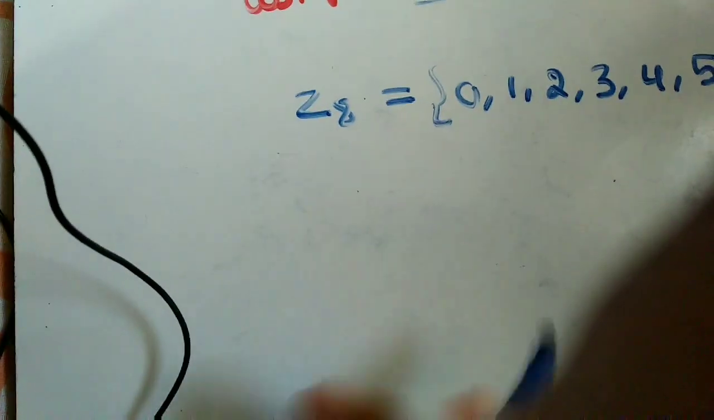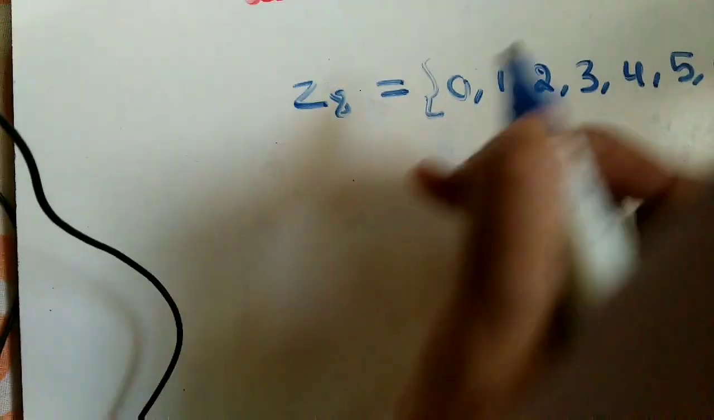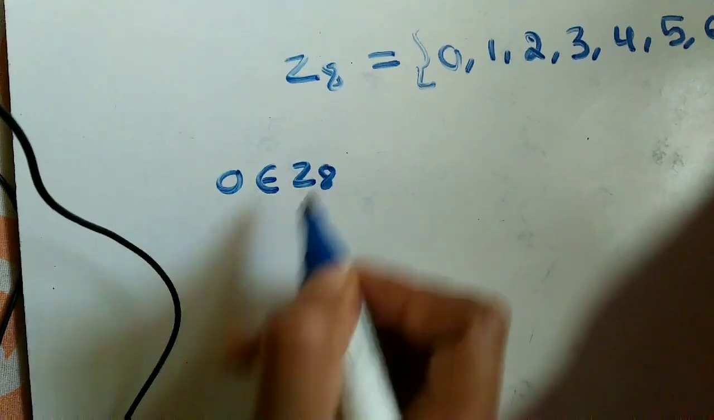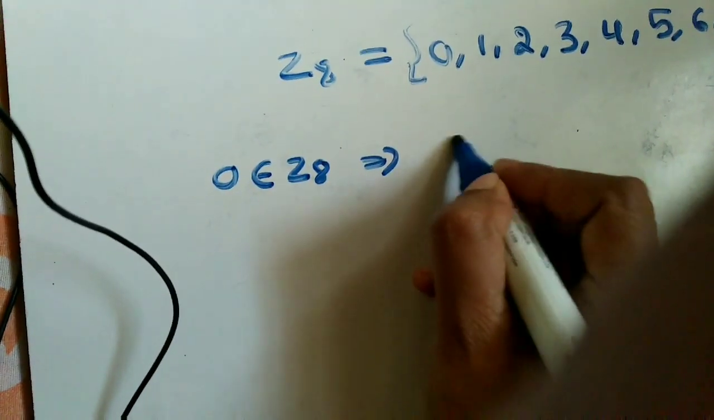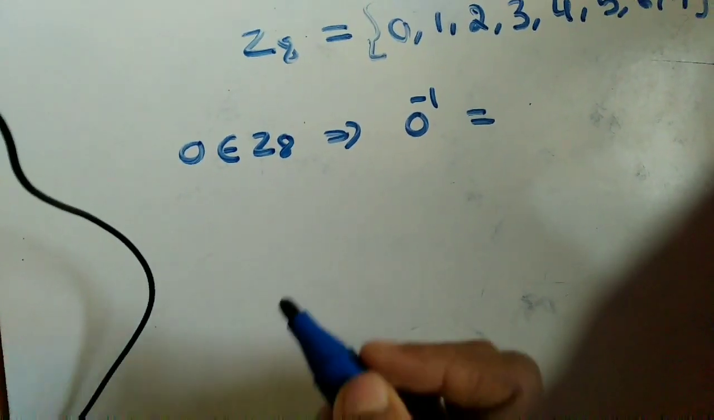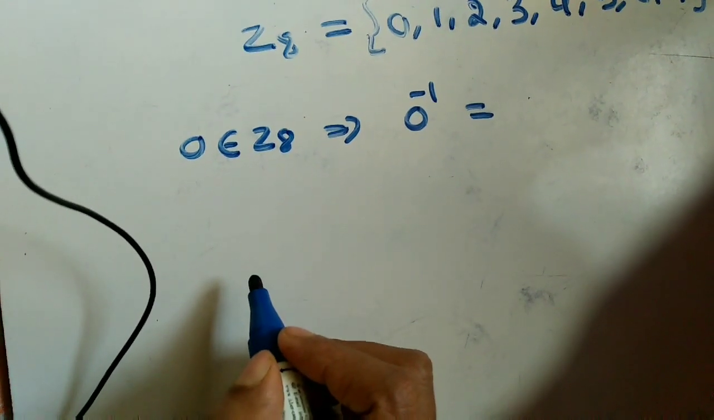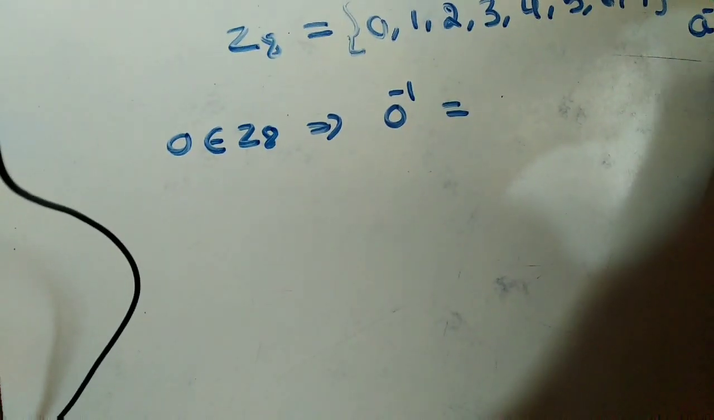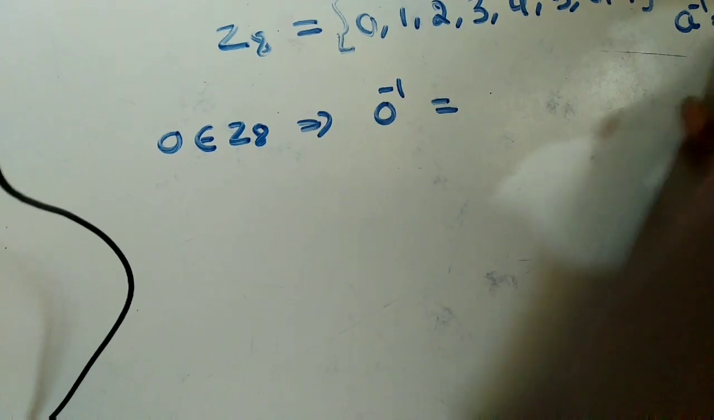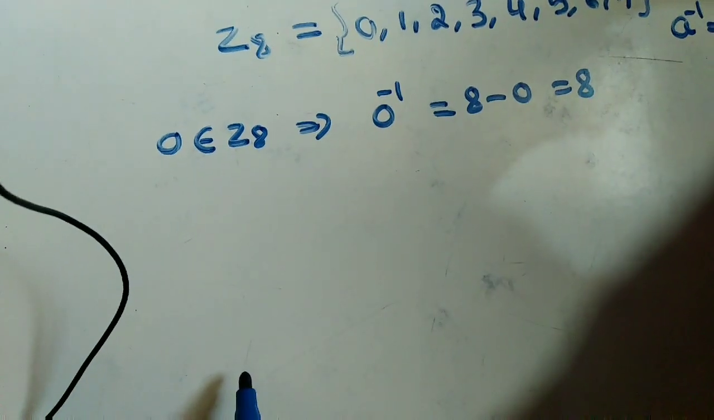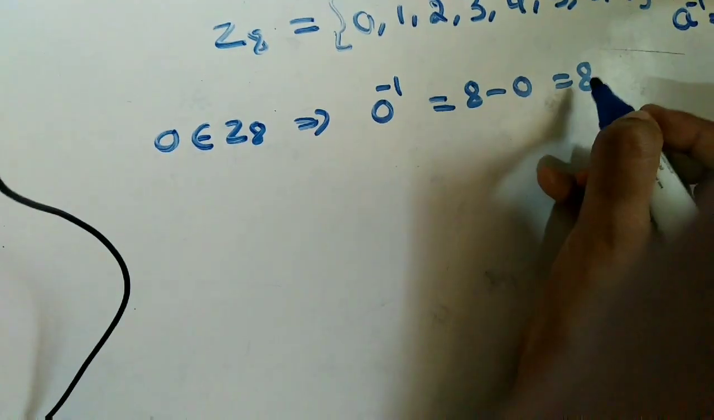Now we have to find the inverse of each element. Let us find it by using the previous example's trick. First I am going to start from 0. This element belongs to Z8. Then what is the 0 inverse? In the previous example I told you one formula for finding the inverse: a inverse is equal to n minus a. Here n is 8. It means 8 minus 0, which is 8. So now 0 inverse is 8.